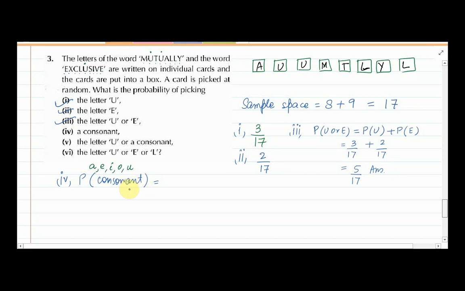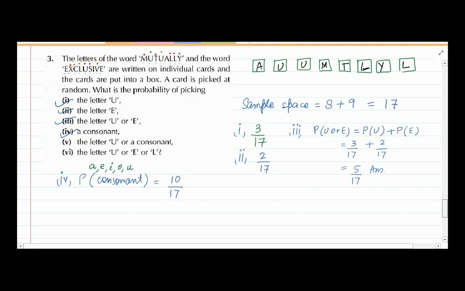So when it talks about the consonant, I am marking with the red pen. So M is a consonant, T is a consonant, L is a consonant, and Y is a consonant. In "exclusive" X, C, L, S, V. So how many red points I have? We can count them. 1, 2, 3, 4, 5, 6, 7, 8, 9, 10. So I got 10 consonants and the sample space is 17. So it's 10 divided by 17, that is fourth part.